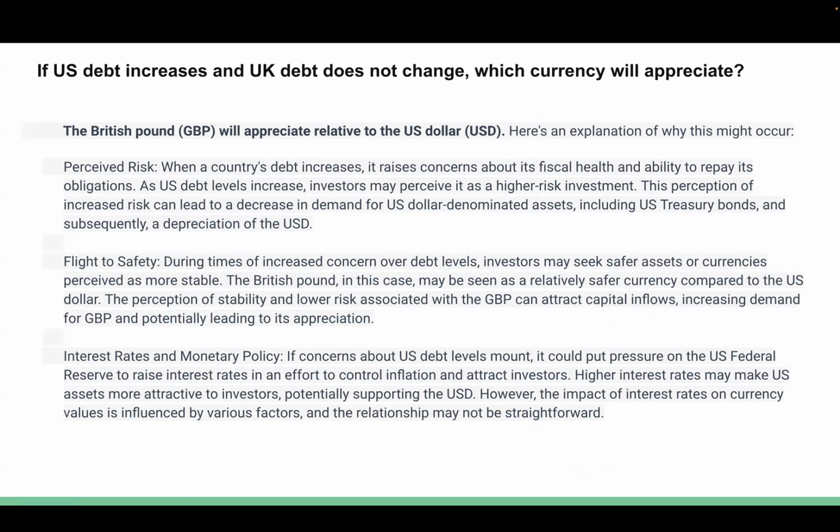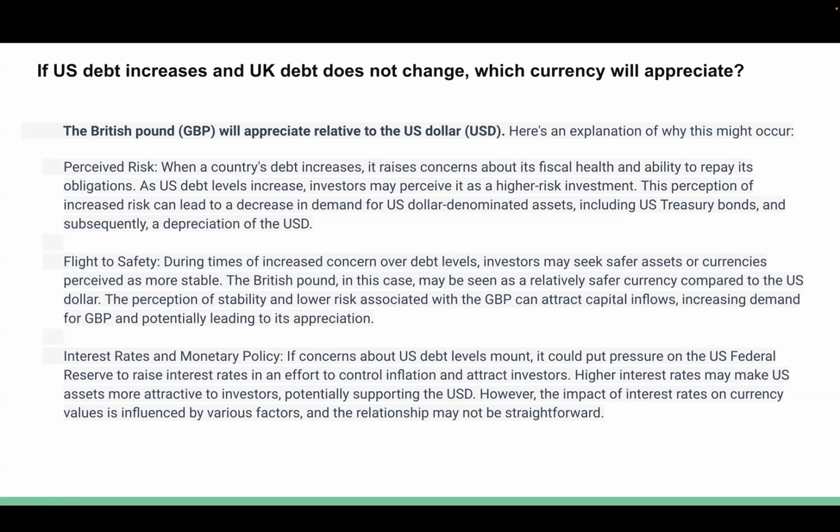So there's several things that drive that. Perceived risk. If you take an extreme example of maybe some country in Africa that's just printing money, that can have a high perceived risk, and that makes that currency go down in value. Of course, actually increasing the supply of money also has an effect.